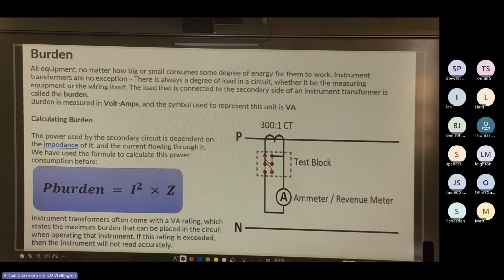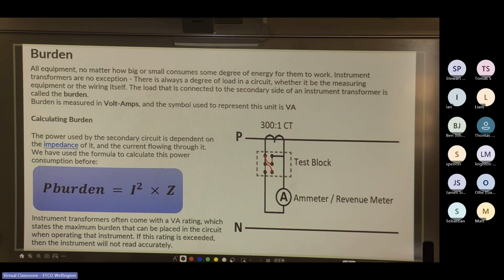There is always a degree of load in a circuit, whether it be measuring equipment or the wiring itself. The load that is connected to the secondary side of an instrument transformer is called the burden. The burden is measured in volt amps and typically represented by the unit VA. To calculate burden, the power used by the secondary circuit is dependent on the impedance, impedance being the AC version of resistance, and the current flowing through it. So we've used the formula to calculate power consumption before: P burden equals I squared times Z, the impedance.